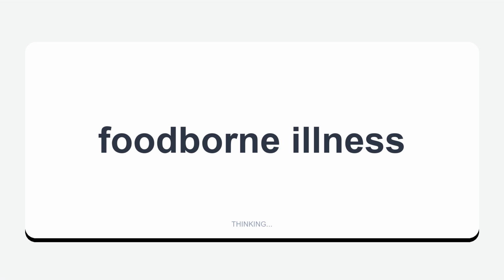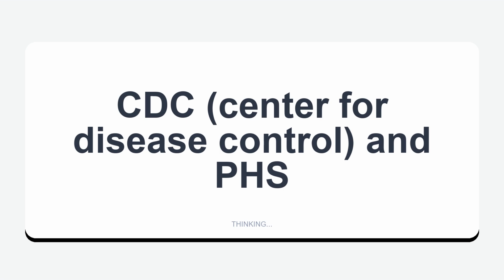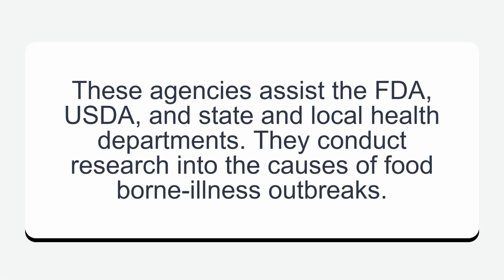Foodborne illness: disease carried or transmitted to people by food. CDC, Centers for Disease Control, and PHS: these agencies assist the FDA, USDA, and state and local health departments. They conduct research into the causes of foodborne illness outbreaks.